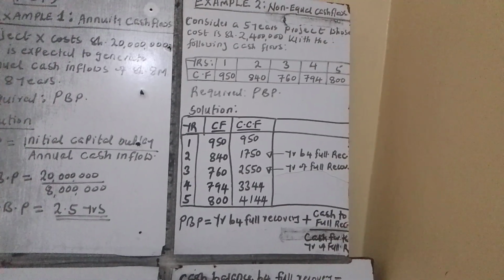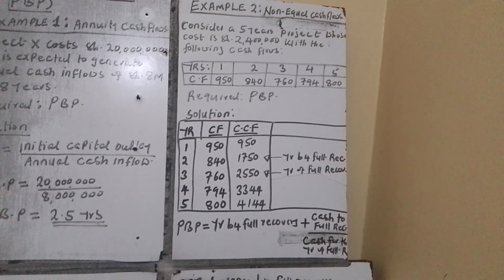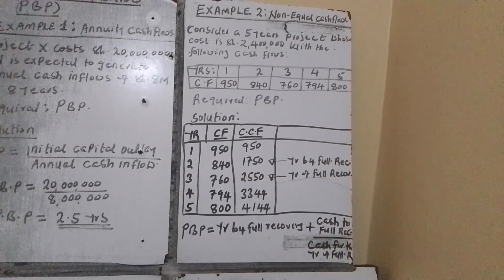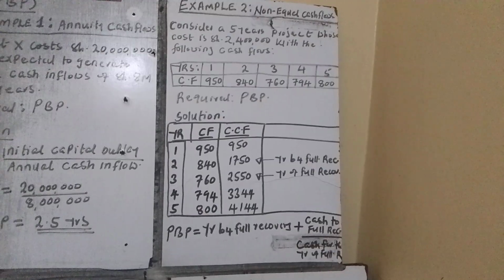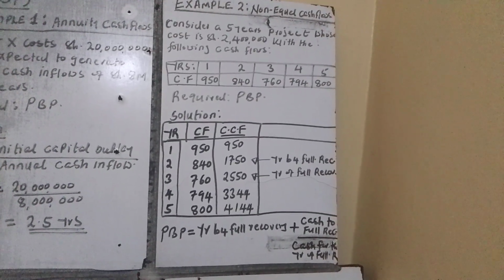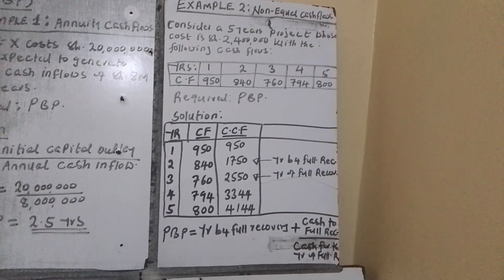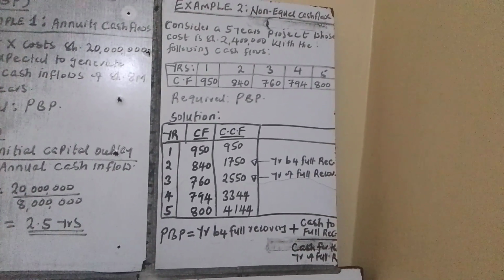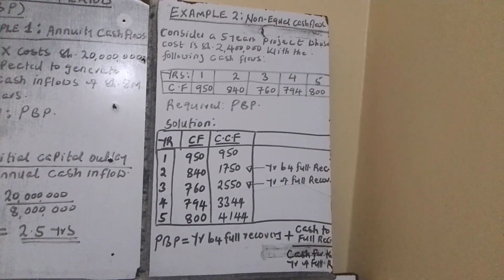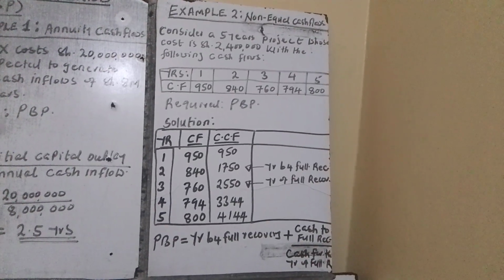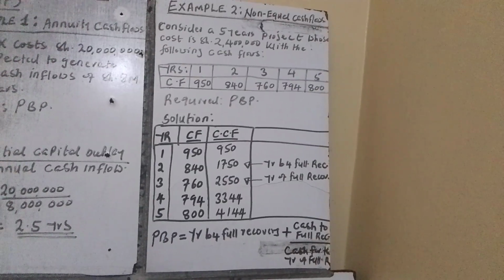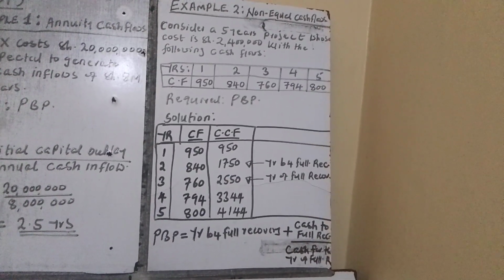Because a payback period means the time taken by a project to generate cash flow equal to the initial capital outlay. If we are saying that we started this project with 2,400,000, we are asking ourselves, and it is generating these cash flows here, year 1, 950, year 2, 840, year 3, 760, year 4, 794, year 5, 800. When, or in which year, will this project have generated the 2.4 million, which is the initial capital outlay? So we establish our cumulative cash flows.